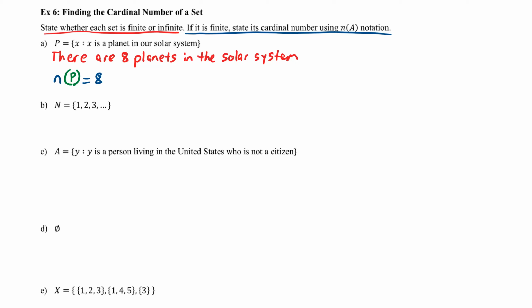Part B, we have the set of counting numbers or the set of natural numbers. And so if we think about the set of counting numbers, if we start counting 1, 2, 3, 4, we could just keep counting for as long as we wanted and we would never have to stop. So the set of counting numbers is infinite. Remember we said the counting numbers or the natural numbers are the two different ways you'll see them referred to in the text.